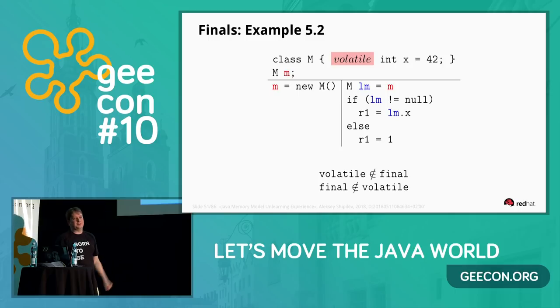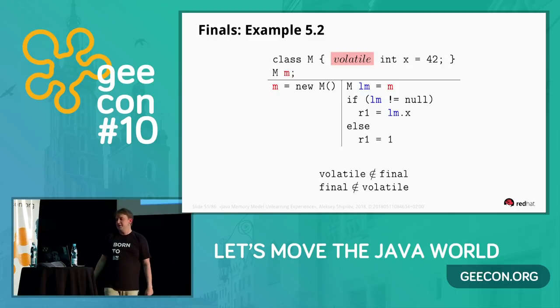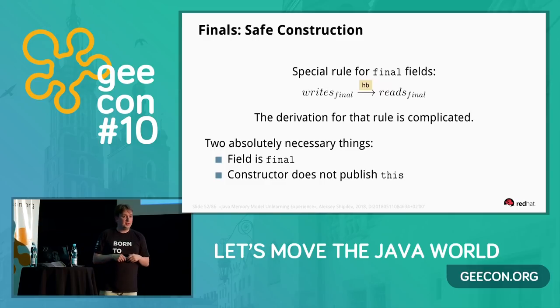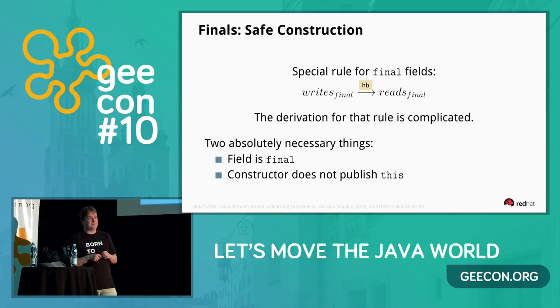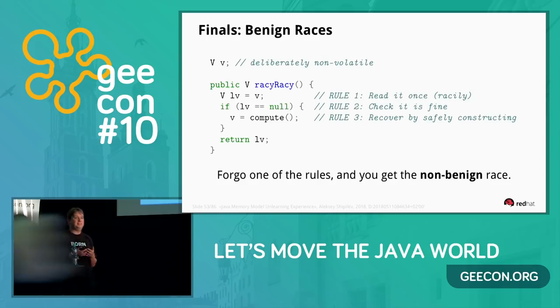This is the creepy thing about the memory model, and it's the first thing to fix there. But anyway, the whole thing could be generalized to the notion of safe construction. It says that if your fields are final and you have not leaked this from the constructor, that means your object can actually survive races. Because the things that you will read from these final fields would be consistent, which gives you the interesting construction, which is called benign race.